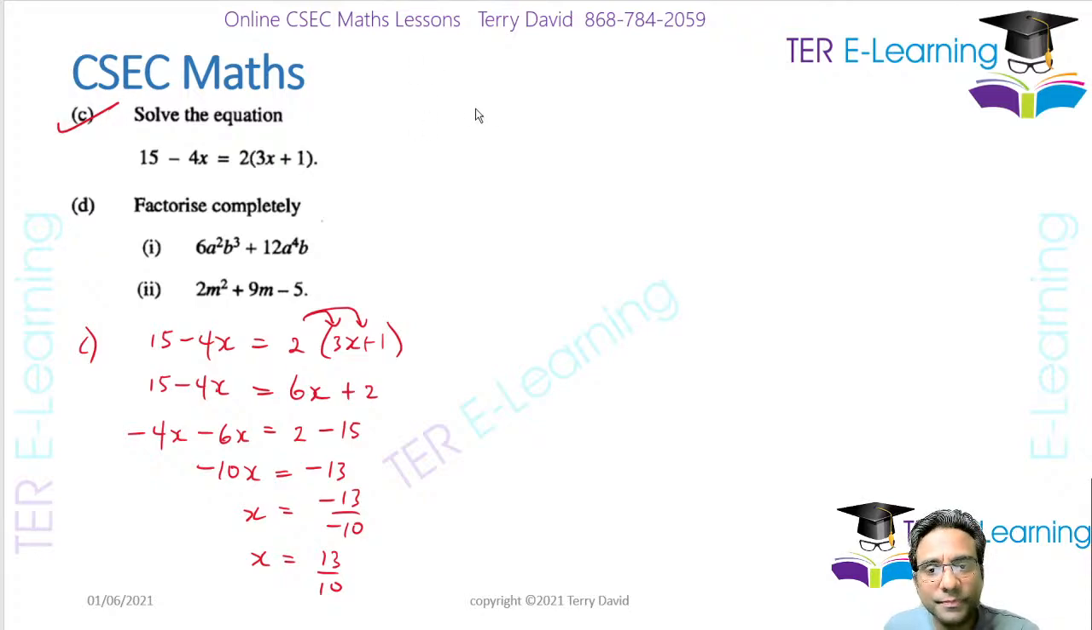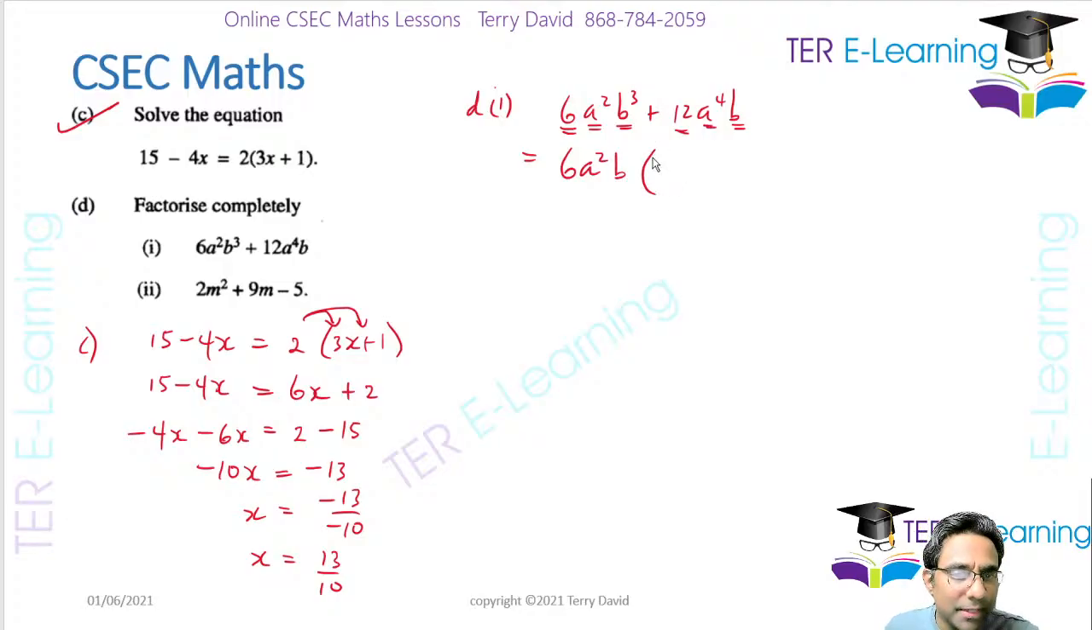Part D now. In D part 1, you have 2 factorizations to complete. That is 6a squared b cubed plus 12a to the power 4 b. For this particular one, we're going to factorize using the HCF method. So you look at the numbers first. You have 6 and 12. The highest common factor for 6 and 12 will be 6. Then you have a squared and a to the fourth. The highest common factor here is going to be a squared. Then we have b cubed and b. The highest common factor here is going to be b.